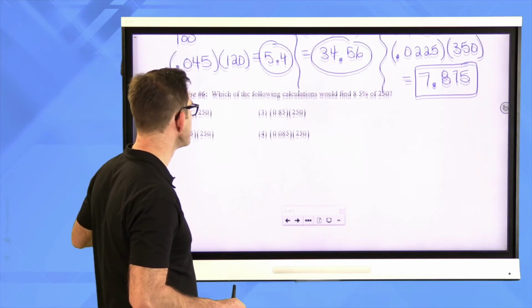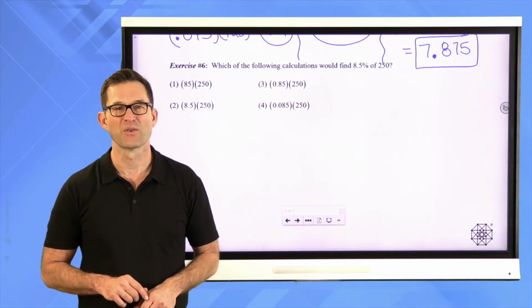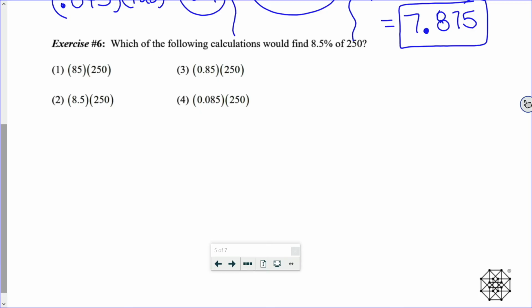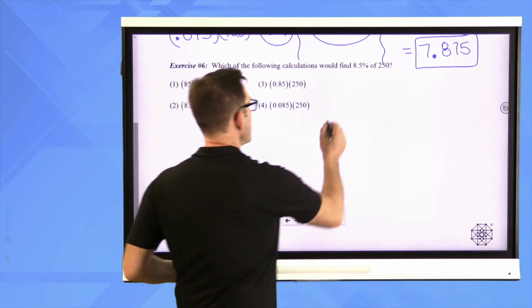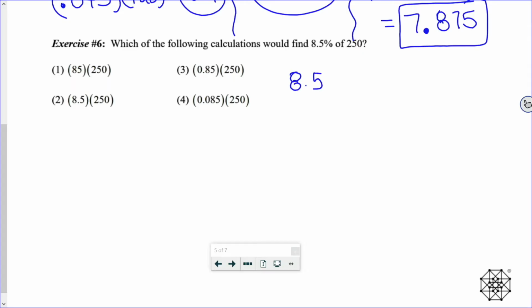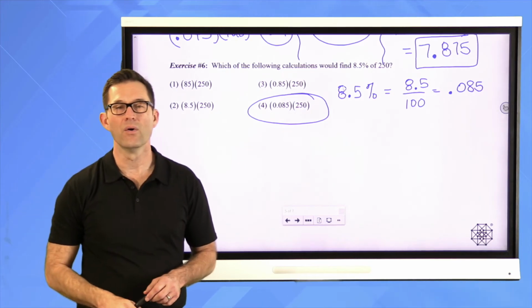Just to make sure you understand this, take a look at number 6. Which of the following calculations would find 8.5% of 250? All right, take a look and tell me which one's correct. Well, again, 8.5%, 8.5 per 100, is going to be 0.085. And so we're going to multiply 250 by 0.085.